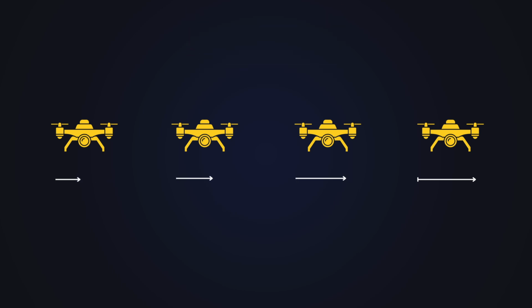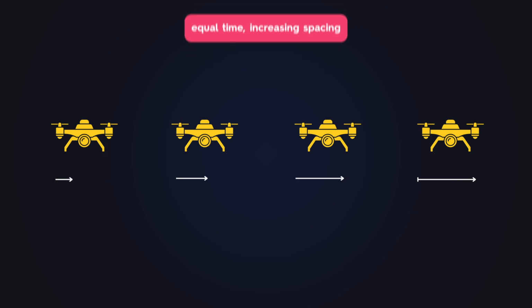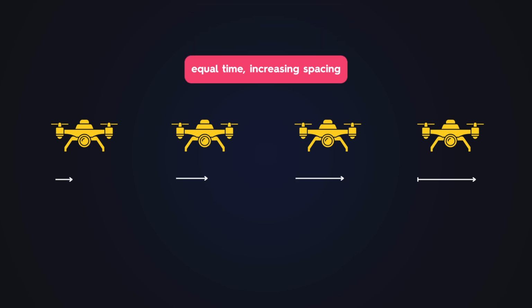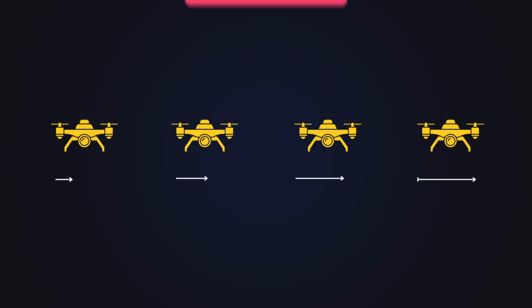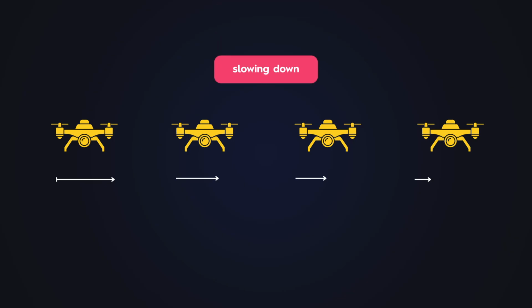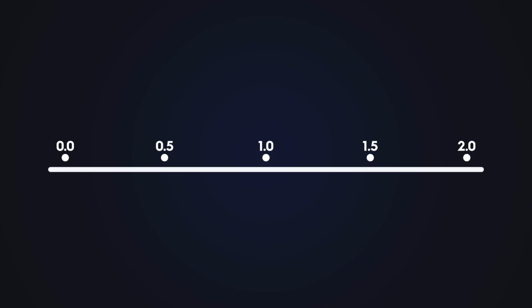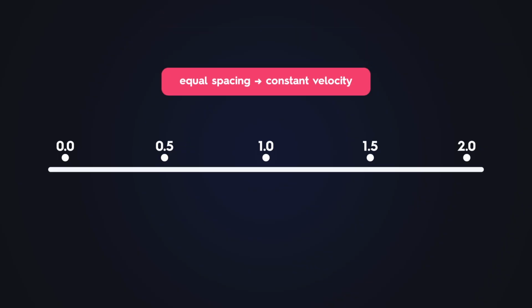With constant acceleration, the spacing grows by the same amount each second. The velocity increases uniformly. If spacing shrinks each tick, the object is slowing down. That shows a negative change in velocity over time. Let's check a real example. A runner's positions every half second are equally spaced, so the runner's velocity is constant during those 2 seconds.